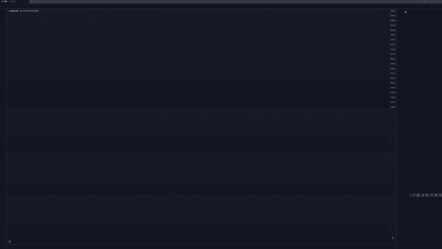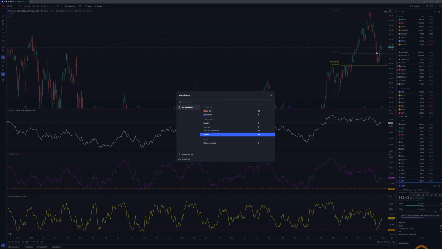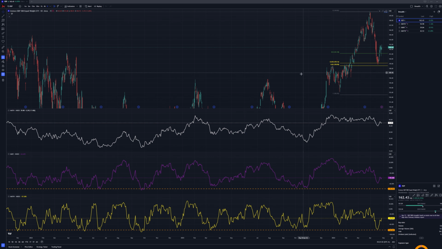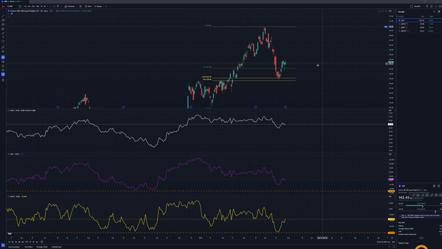Let's see how the breadth reacted this week, because basically this is the RSP, the equal weighted ETF. We bounced from a technical level. Previous resistance is now support. Golden pocket on the 50% retracement from the all-time highs. And we are right here.